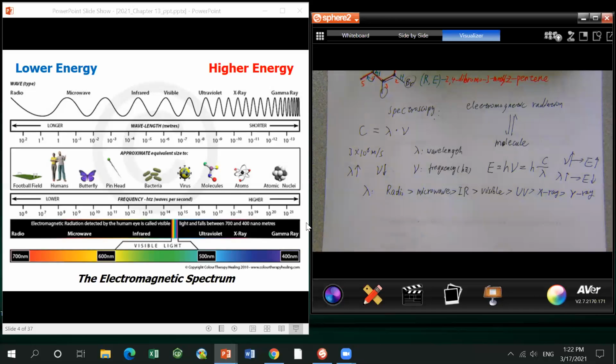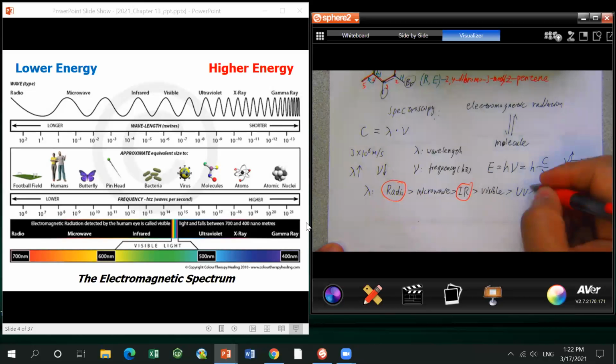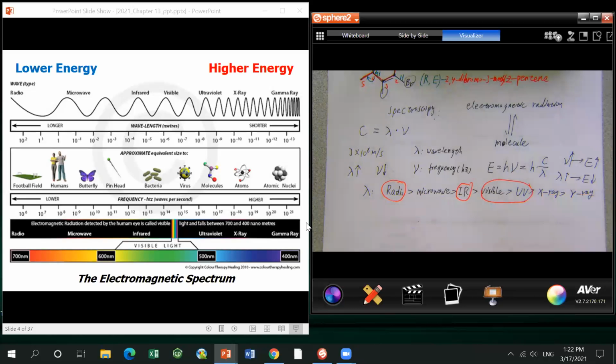For organic chemistry, we only focus on three electromagnetic radiations: radio, IR, and UV. In chapter 13, we'll study IR spectroscopy, and in chapter 14 we'll study NMR. NMR is actually based on radio frequency radiation. And in chapter 15 we'll study UV spectroscopy.